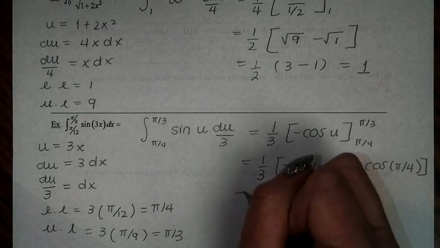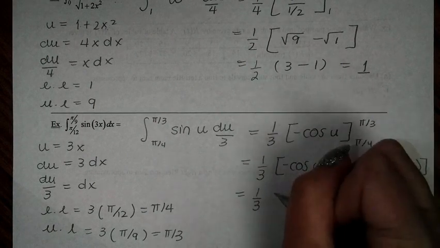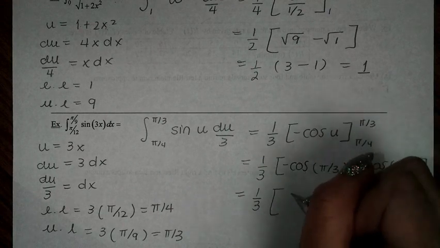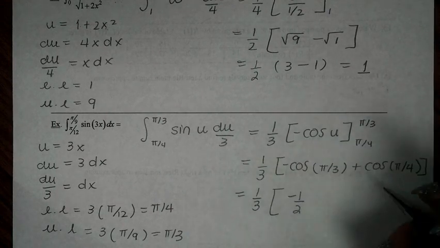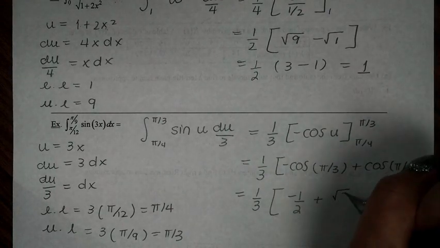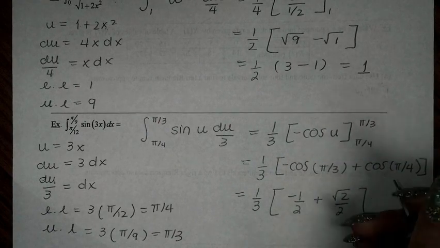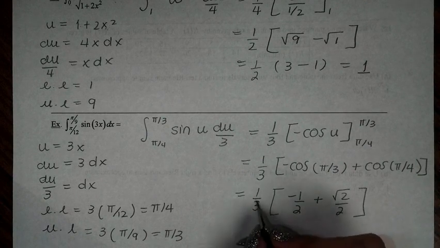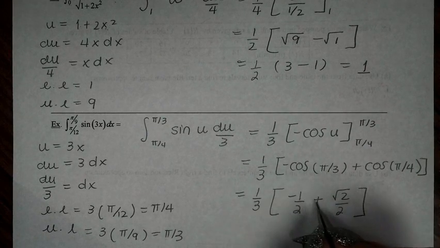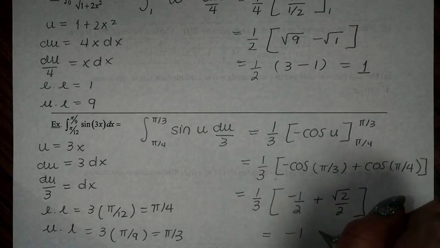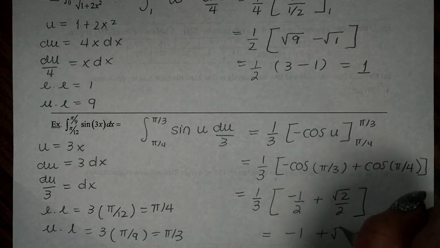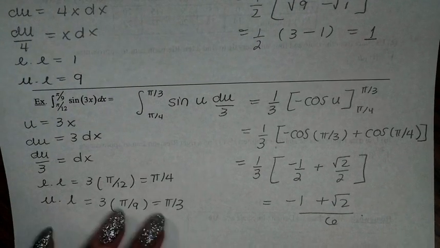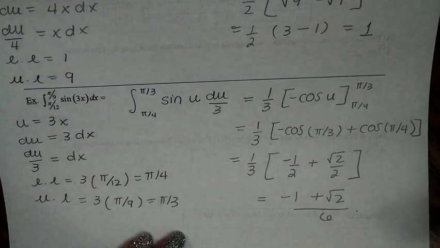So what you have here is 1/3, and then cosine of pi over 3, you know that it's 1/2, and the negative is negative 1/2, and this one is going to be root 2 over 2, and we can leave it like that. If you want to simplify it a little bit more, you can obviously distribute this 1/3 here and here, and you would have something that looks like this, over 6. And that's your answer for this problem.